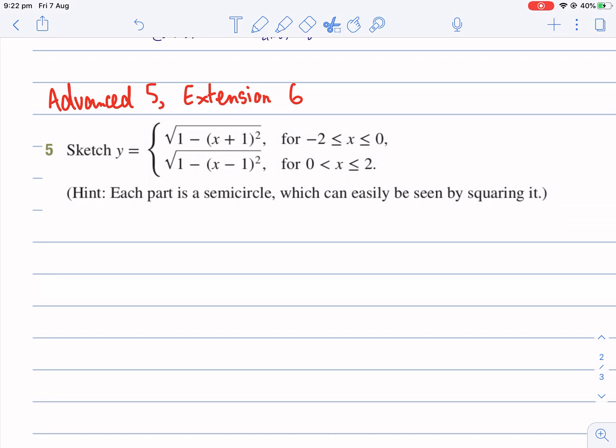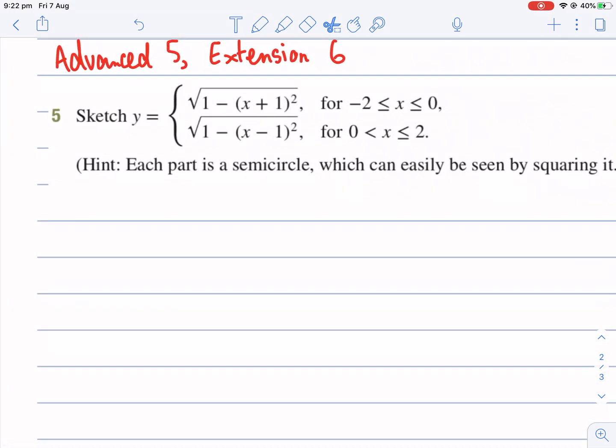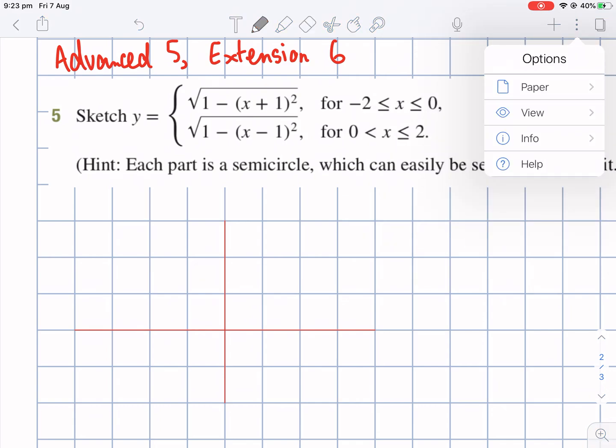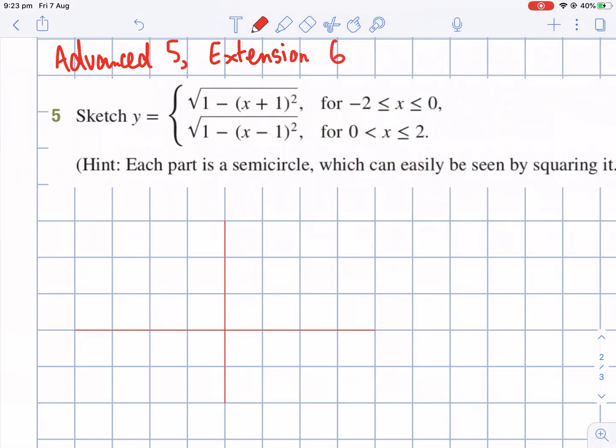Do I really have to sketch this? So when x equals minus 2, I've got the square root. I'm going to do a table of values. I'm so tired.